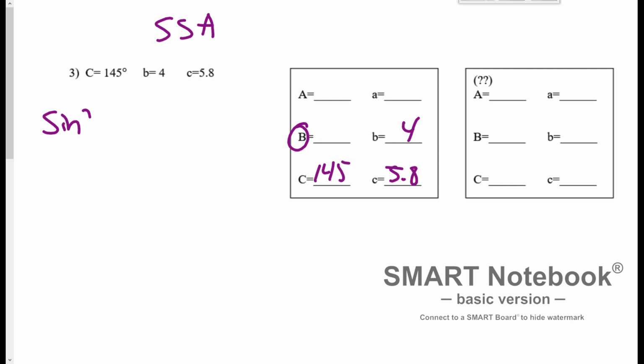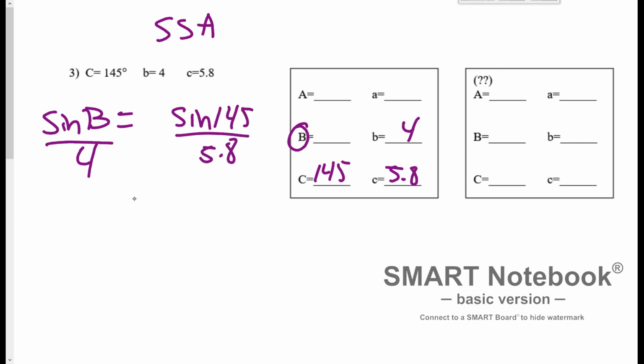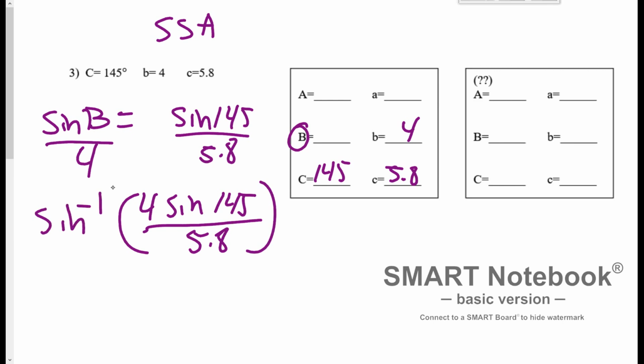So remember, that's when I do inverse, but I can go ahead and set it up. And then the angle that I'm given over the side that I'm given. Okay, and then I can just solve this, and I'm going to take the inverse. Make sure I'm still in degrees, so that means my calculator needs to be in degrees. So I'm going to take sine inverse of this, and that's going to give me angle B. And so then angle B is 23.3 about. All right, so then I can add these two together, subtract from 180, and I get 11.7.